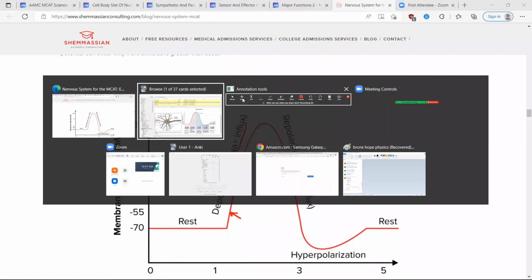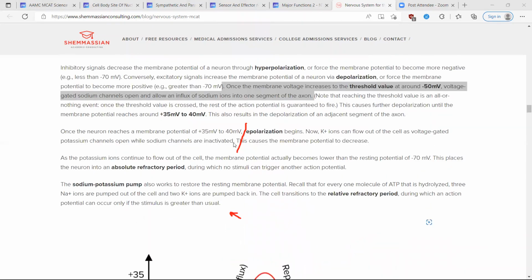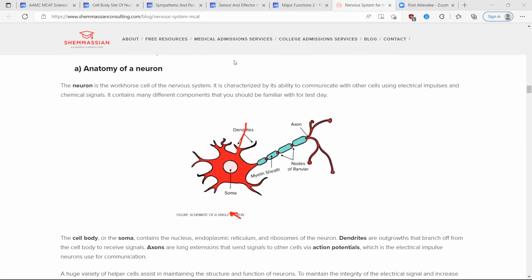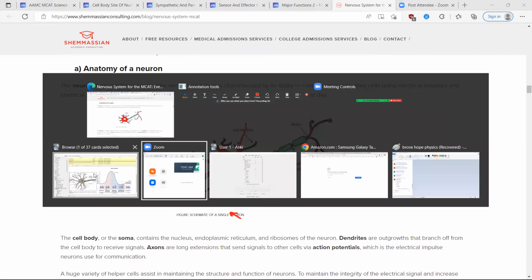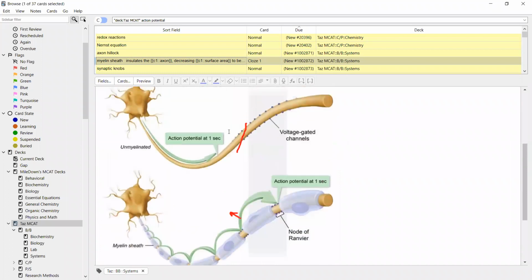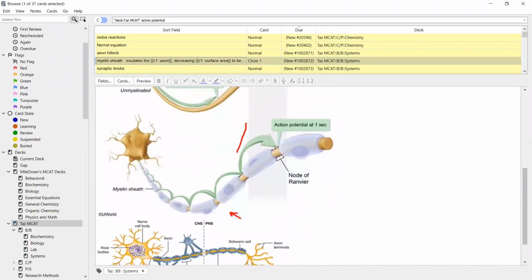Now, what I want you to understand is how to link this to the anatomy. If you look at this picture, you see the voltage-gated channels. What I'm talking about here with the sodium rushing in is happening right here. When the sodium rushes in here, that generates an action potential. That action potential will then jump over here and more sodium will rush in. That's essentially what the action potential actually is, the sodium rushing in.